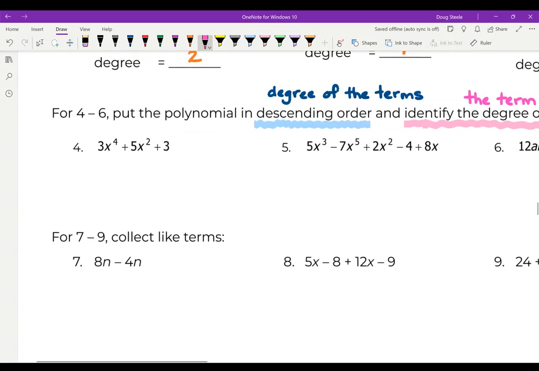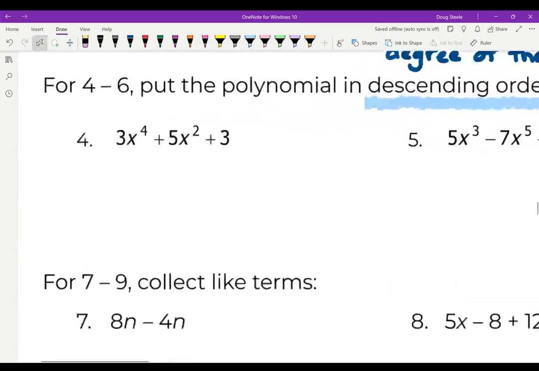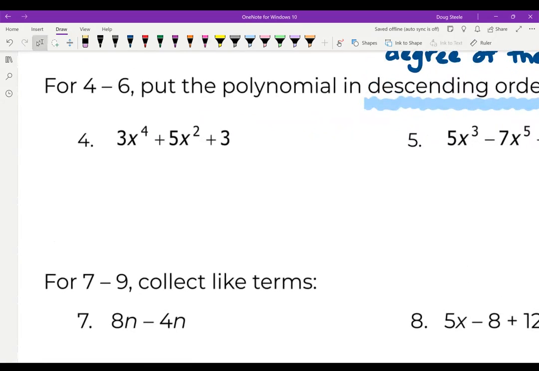Okay. So let's take a look at this first one. I have 3x to the power of 4 plus 5x to the power of 2 plus 3. So in this case, when I'm looking at these different terms, I can see that they're already written in descending order. Okay.